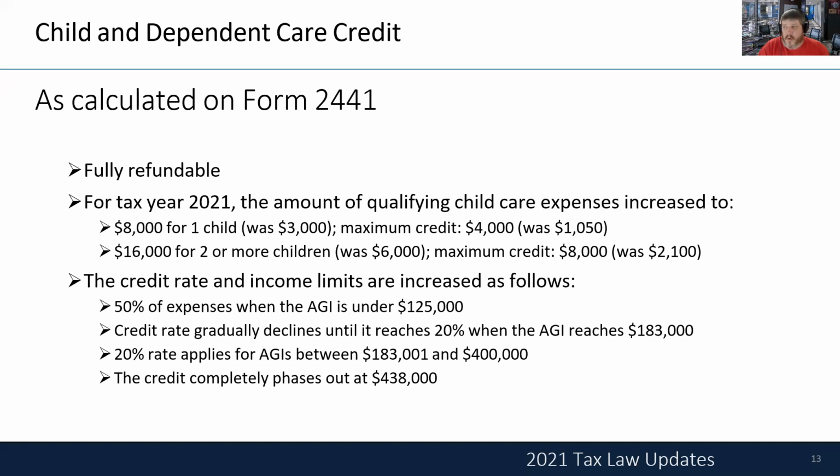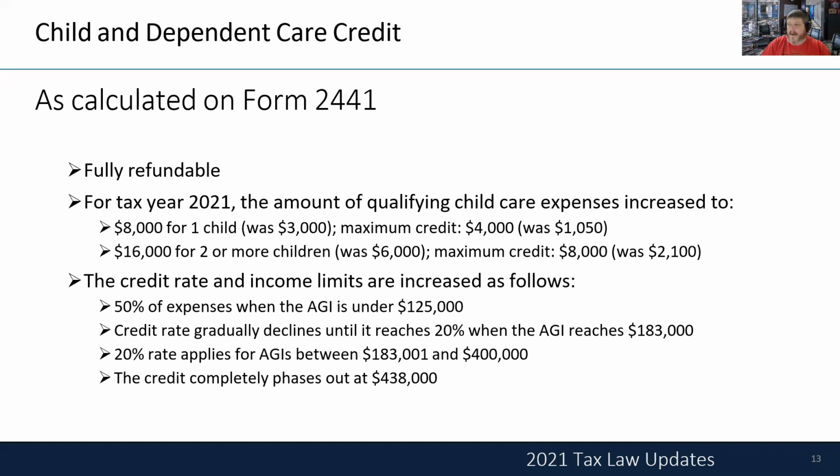Now, if they have 2 or more children, the cap is still $16,000. It is not $8,000 per child. Once you get to 2, that's it, you're capped out. Now you can still claim the expenses for more than 2, right? But you're not going to increase your credit beyond that $8,000 mark or that $16,000 expense limit.